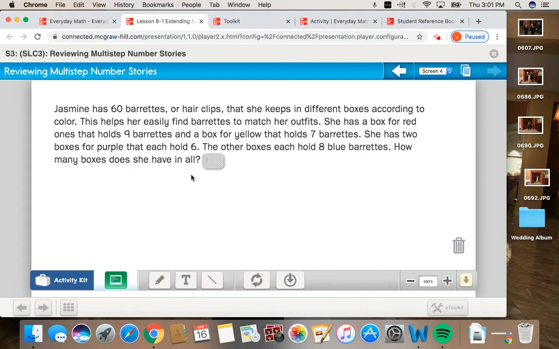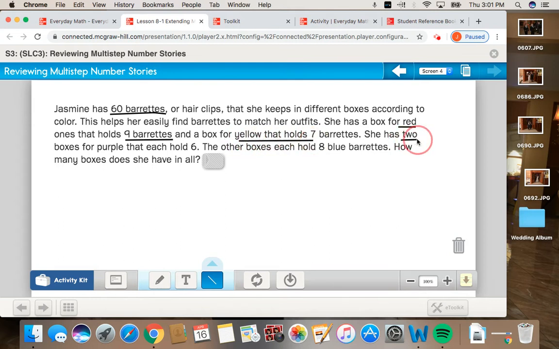Well, there's a lot of information there. So I'm going to go back in. I'm going to underline some of that. So this is important. I know she has a total of 60. Total of 60 barrettes. Let's see. The first color box they gave us was red. So she has a red box that holds 9 barrettes. So that's important. And a box for yellow that holds 7 barrettes.